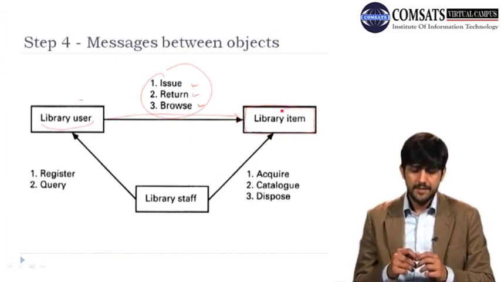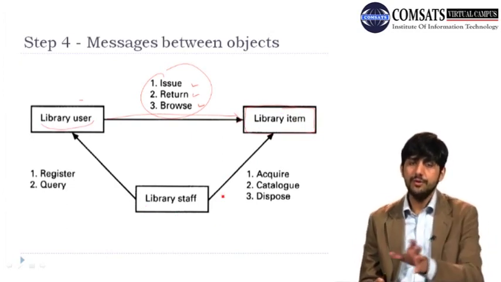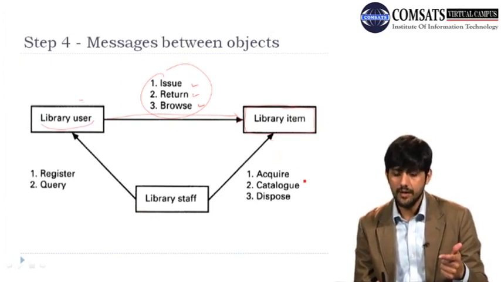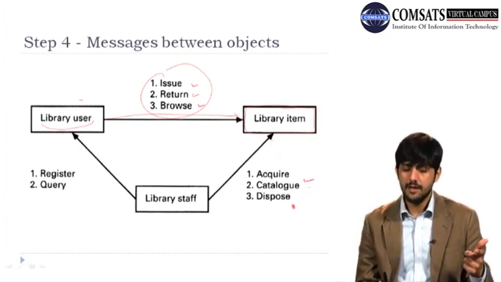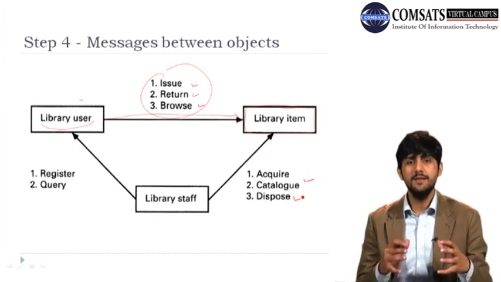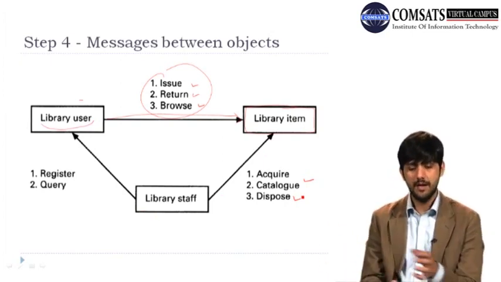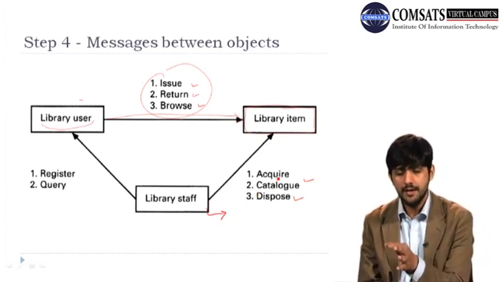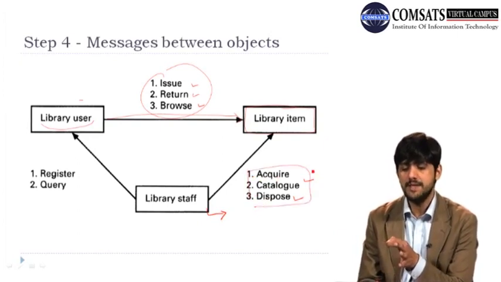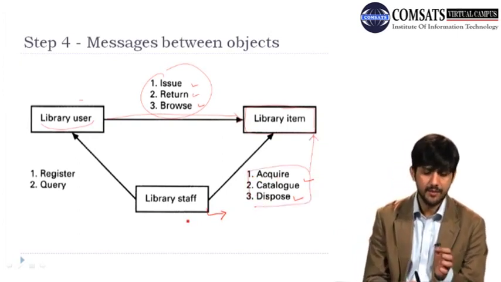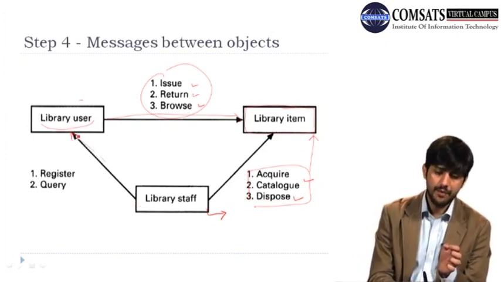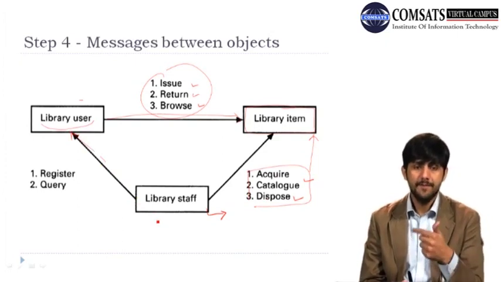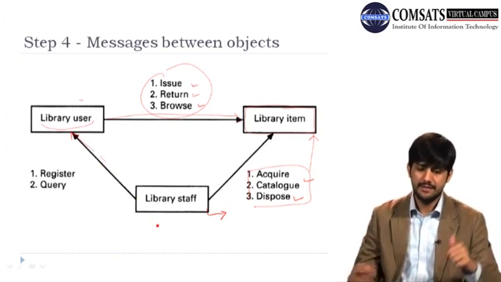Okay. Similarly, library staff is also going to talk to this class library item, because whenever a new book comes in, he is going to catalog it. If they are going to dispose any book, then there is an operation dispose, which would actually mean that a certain item is removed from this library. An object of this library staff class is going to perform these operations, and whenever these operations are performed, certain messages will be passed to this particular class. The same is the case with this relationship, where an instance of this library staff class is going to register users and is also going to query on their accounts as well.